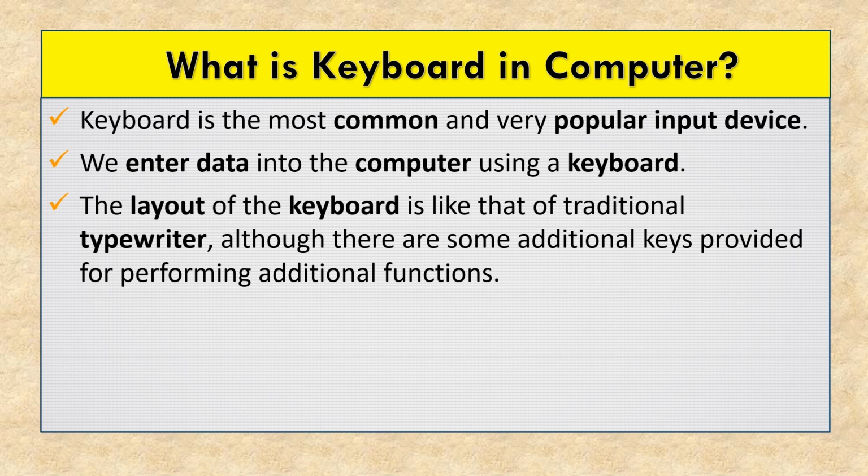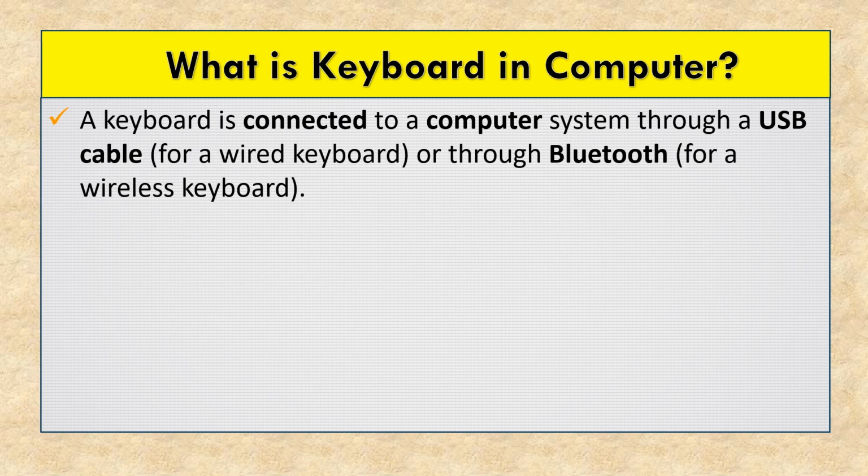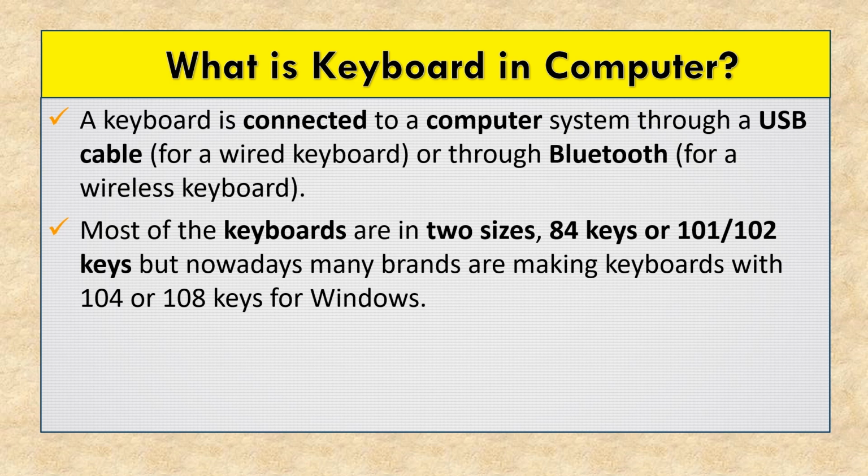additional functions. A keyboard has a different set of keys for letters, numbers, functions, and characters. A keyboard is connected to a computer system through a USB cable, for a wired keyboard, or through Bluetooth, for a wireless keyboard. Most of the keyboards come in two sizes, 84 keys or 101 or 102 keys, but nowadays many brands are making keyboards with 104 or 108 keys for Windows.